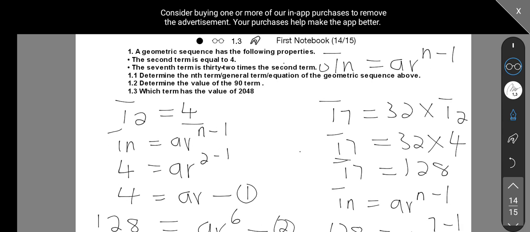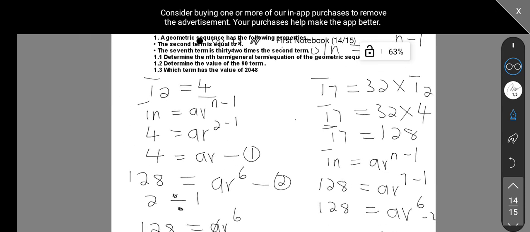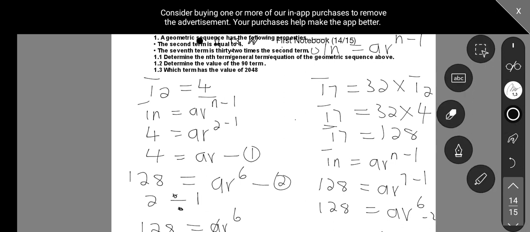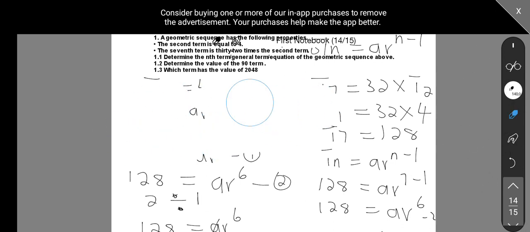I hope that makes sense. If you don't understand, repeat the video and make sure you understand every single step that has been made in this video.